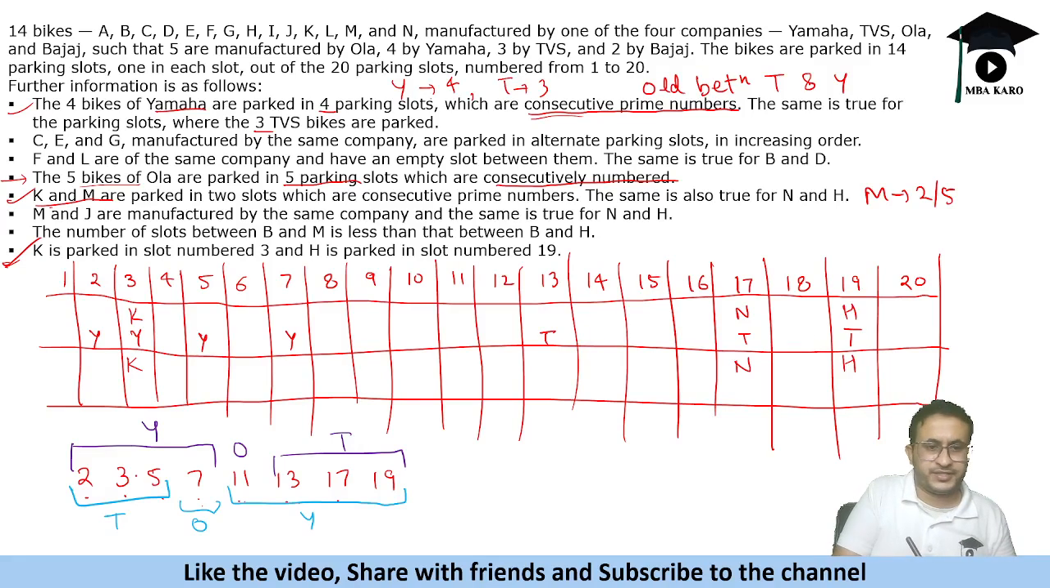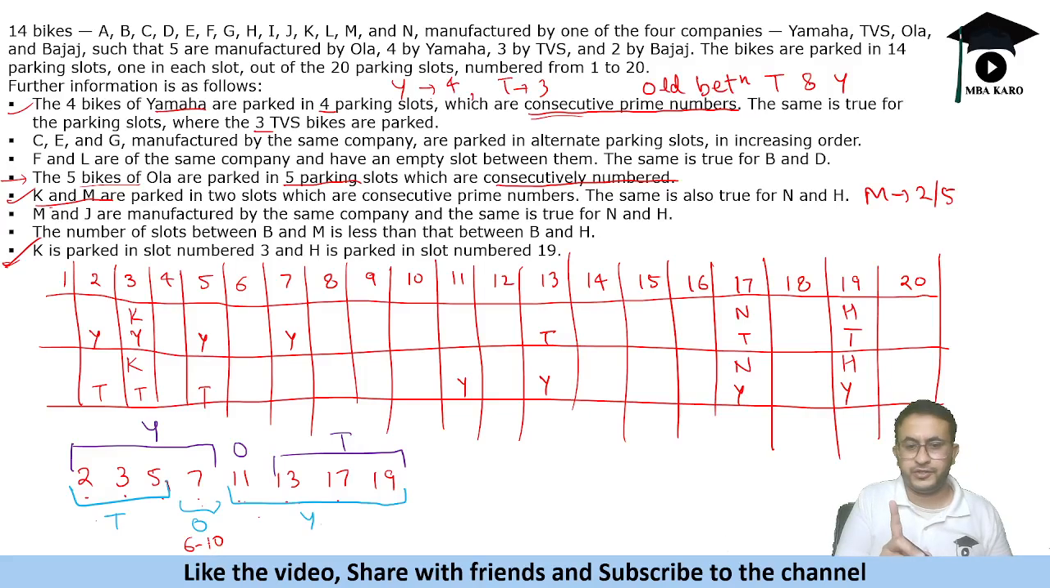Right. So this is the second case. We will put the first 3 prime numbers as TVS. The last 4, 11, 13, 17, 19, will be of Yamaha. And now if you have to put till 5 we have TVS, from 11 we have Yamaha. So Ola will be from 6 to 10, 5 consecutive numbers.